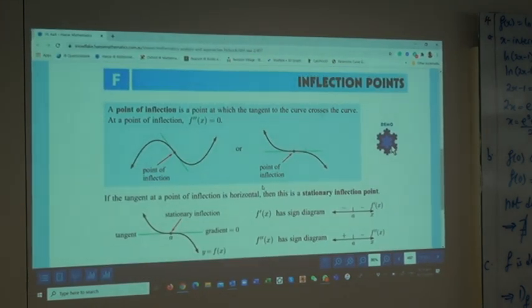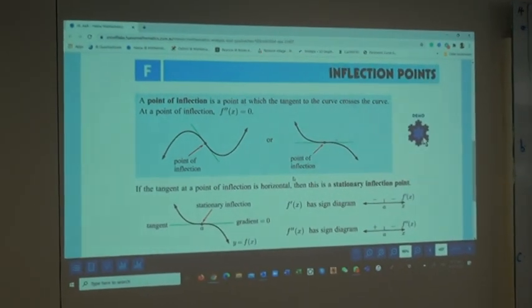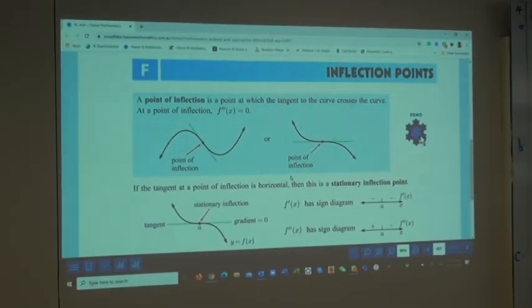Now, inflection point, or you can say point of inflection. You see, those 2 points are points of inflection. At the point of inflection, the second derivative is 0.